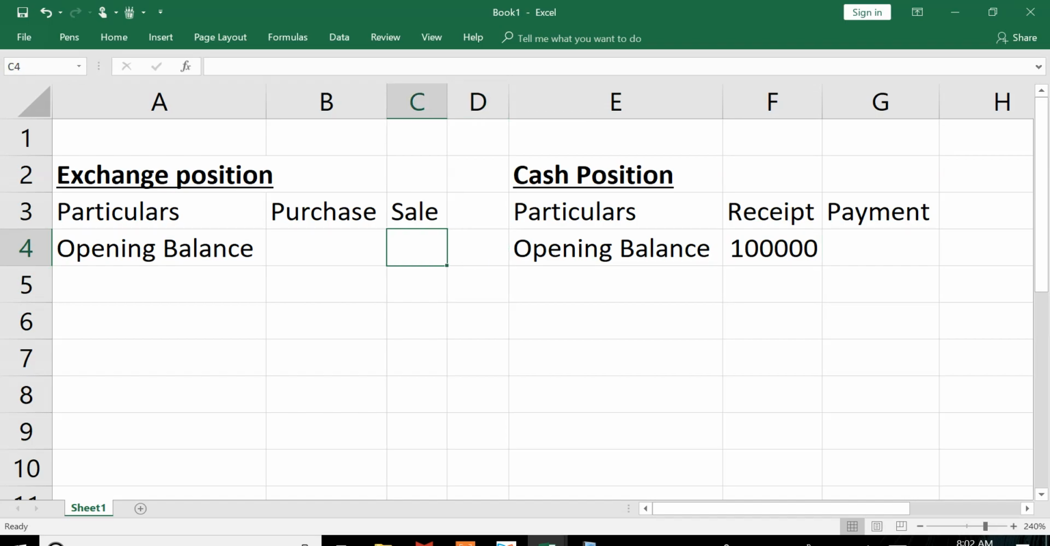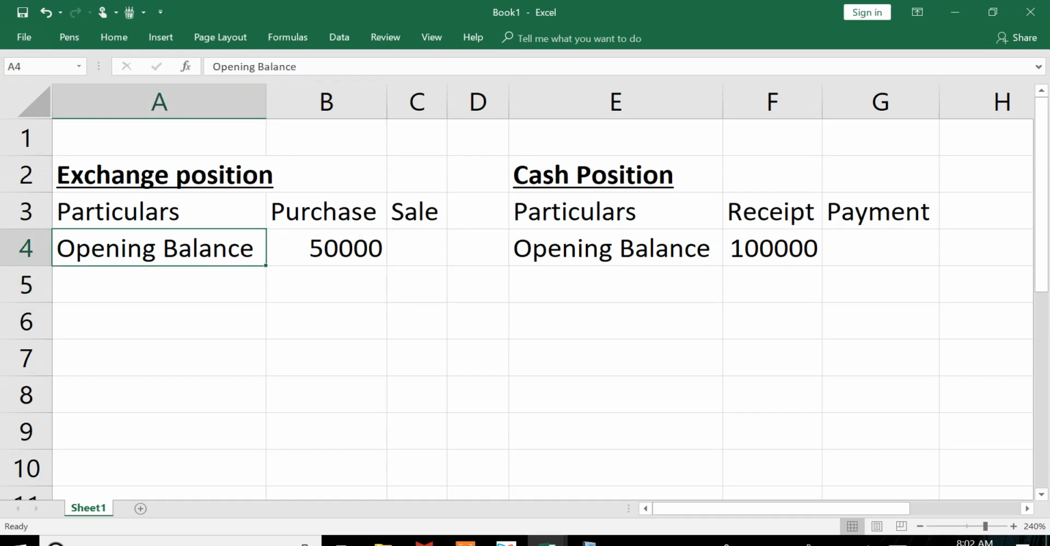Opening position exchange, what they mentioned, over bought. So this is also on the purchase side. You have purchased, you are in an overbought scenario. That is, you have kind of purchased more currency than what you have sold. Technically, your opening balance is 1 lakh plus future receivables minus future payables. So kind of we have got 50,000 balance.